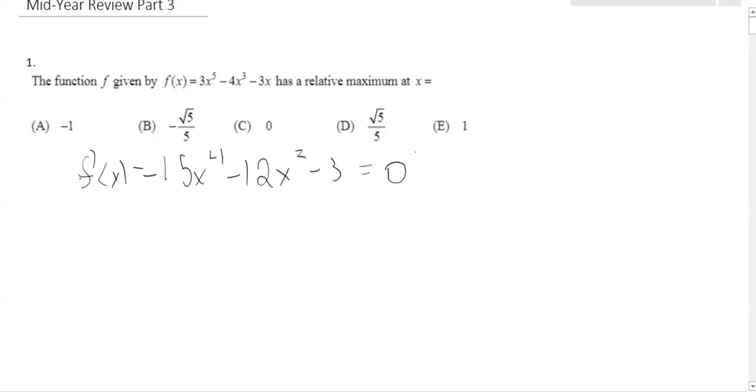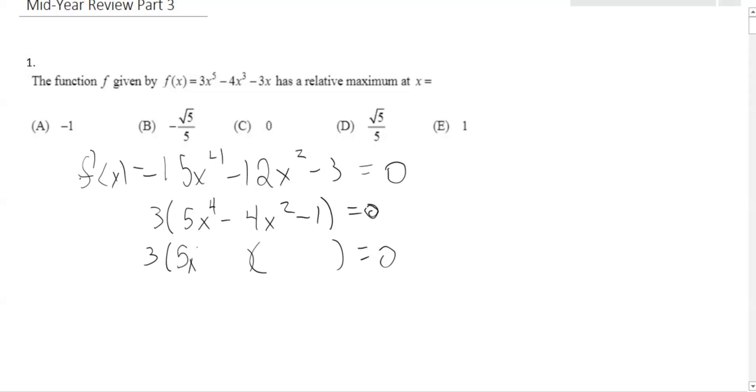Now, I'm going to factor out a 3 to reduce this a little bit. So you have 5x to the fourth minus 4x squared minus 1 equals 0. Now, you could use quadratic formula, but this is going to factor pretty simply. So we're looking for two factors here. Since 5 is prime, I know one's going to be 5x squared and the other one's going to be x squared. So they multiply to 5x to the fourth.